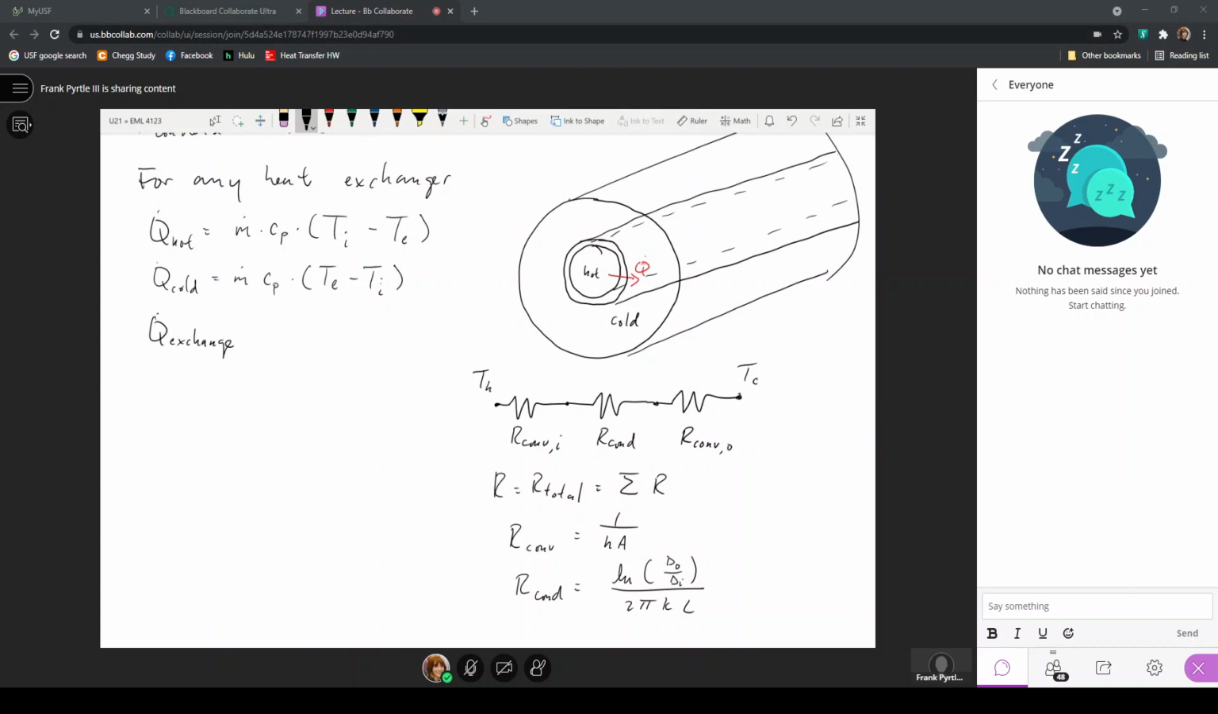We consider that this expression of R total will actually change as we move along the length of this heat exchanger. The conduction resistance will stay the same. If we have a constant cross-sectional area pipe with a constant thickness, D_o and D_i would be constants, and the thermal conductivity would just be the thermal conductivity of that material.